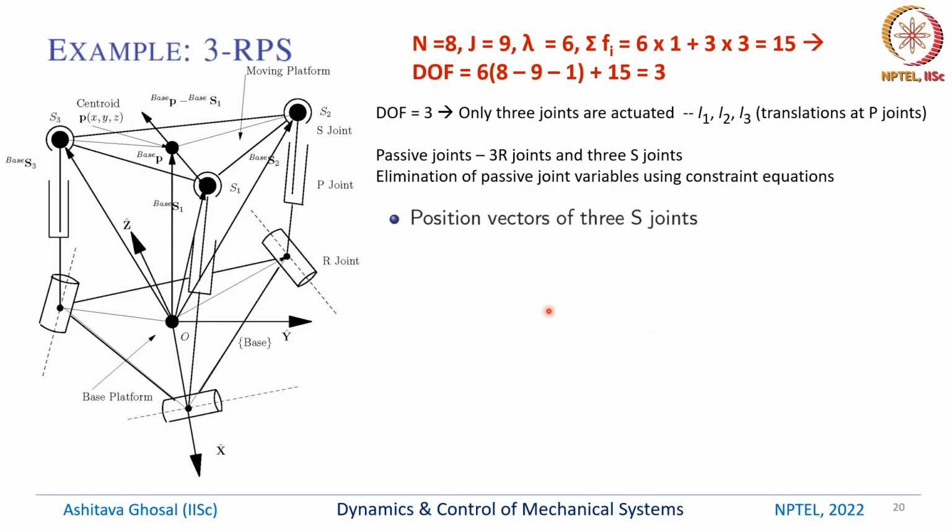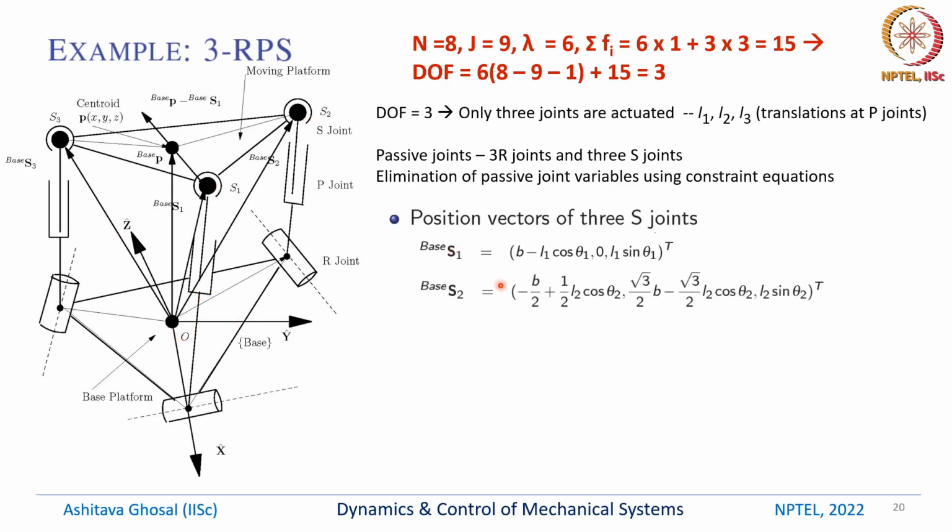So how do we derive this constraint equation? As I said, we will first find the position vector of the three spherical joints, S1, S2, S3. These are denoted by base S1, base S2, and base S3. With a little bit of effort, you can see that the position vector is given by B minus L1 cos theta 1. Theta 1 is the rotation at the rotary joint 1.